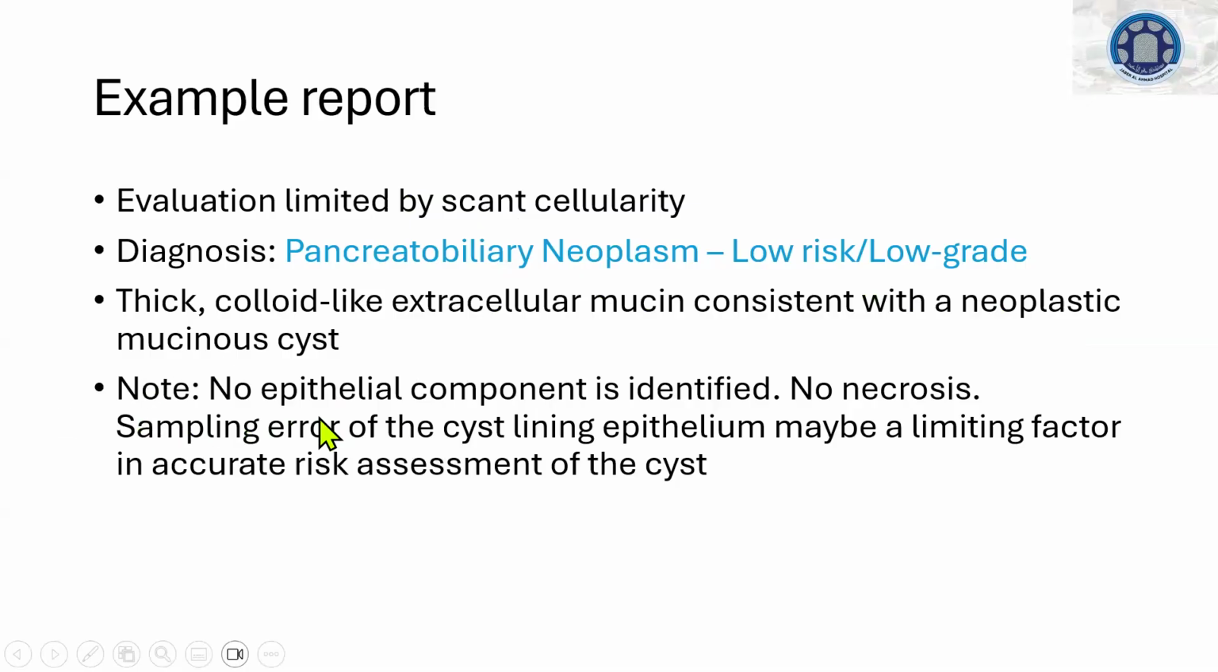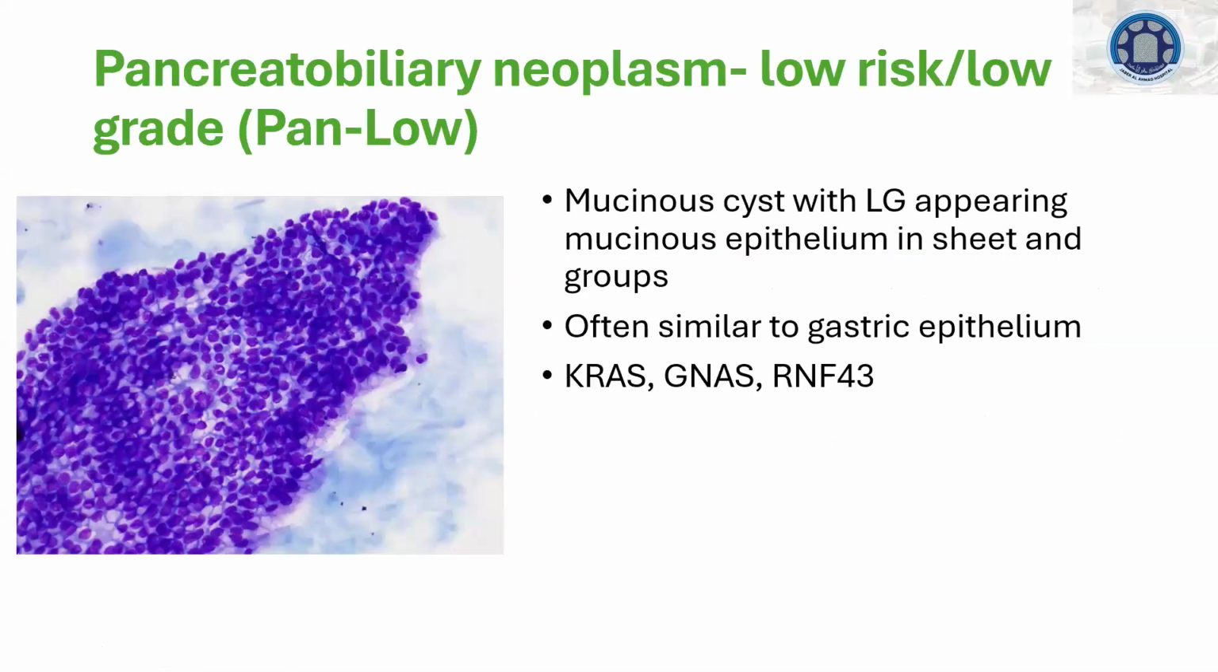Putting a note saying no epithelial component is identified, there is no necrosis. Sampling error of cyst lining epithelium may be a limiting factor in accurate risk assessment of the cyst, because who knows that cyst lining may have low grade areas or high grade areas. So this is what a pan low looks like.